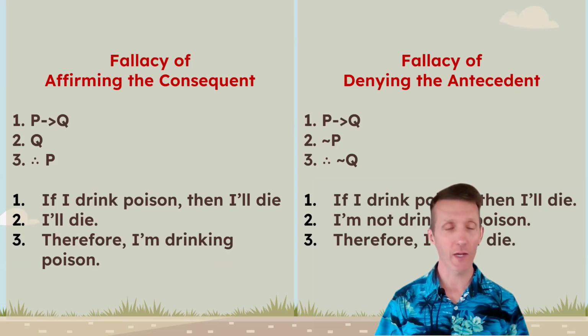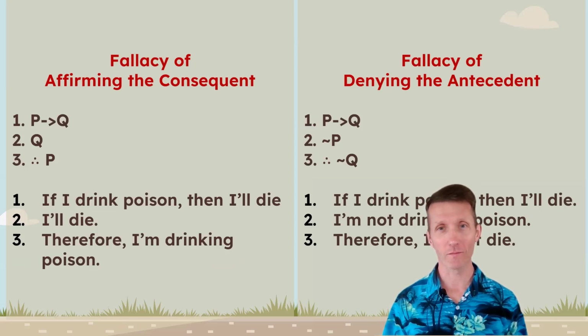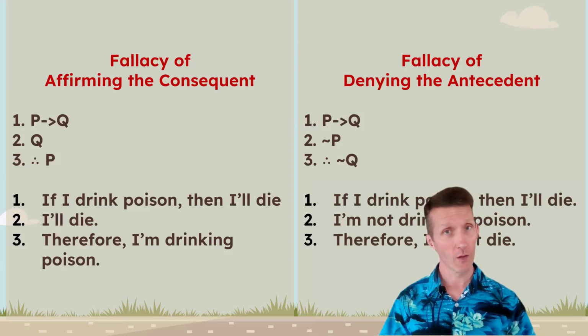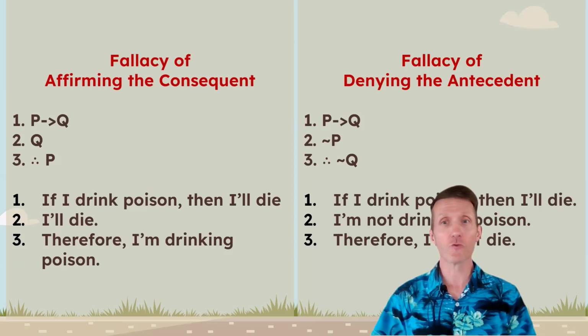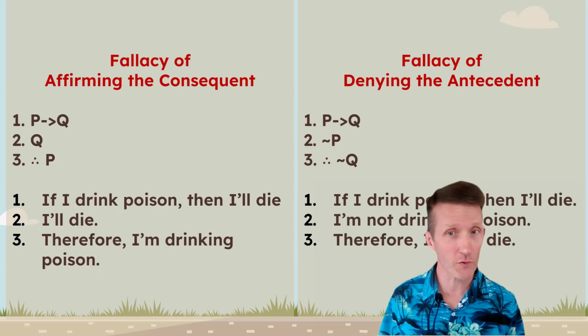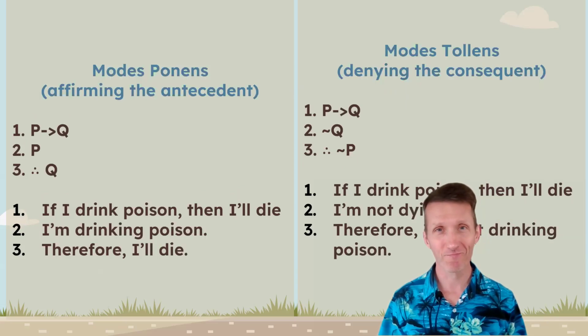And on the other side, denying the antecedent. If I drink poison, I'll die. Same first premise. I'm not drinking poison, therefore I'm immortal. Of course not. Both those premises could be completely true. It could be true that if you drink poison, you'll die, which it is true. It could be true that you're not drinking poison. That doesn't mean you won't die.